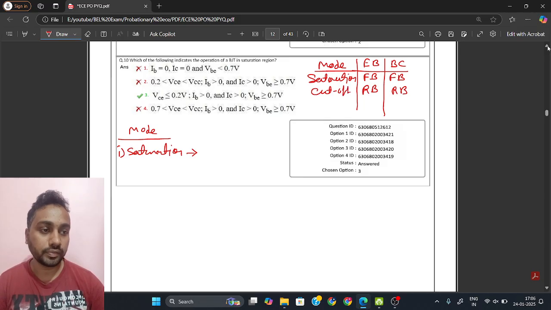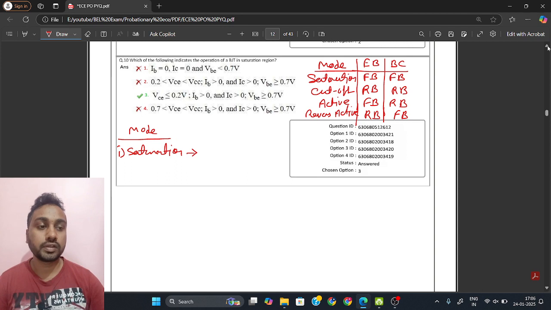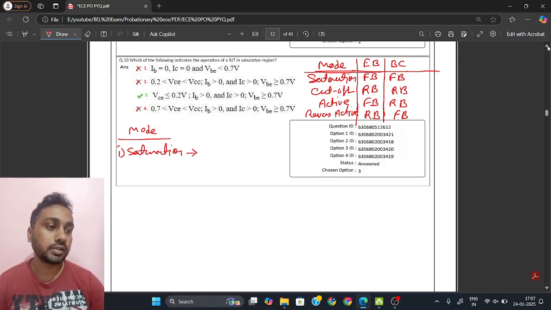When this is in reverse bias and this is also in reverse bias, then this is called cut-off region. When it is in forward bias and the other is in reverse bias, then this is active mode or active region. When this is reverse and it is forward bias, then it is called reverse active. This table is very important because in every exam that has happened till now for BJT, they have asked one question from this table. Just remember this table.